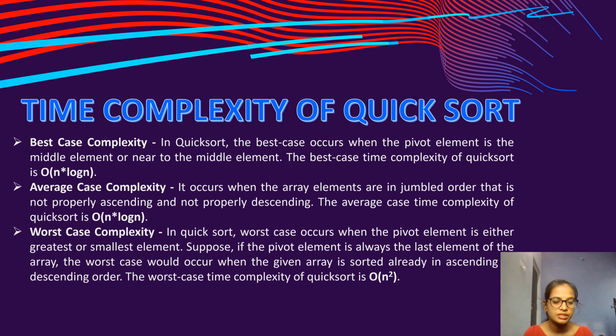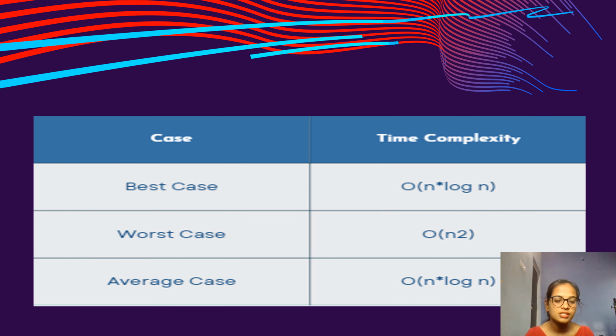Worst case complexity. In quicksort, the worst case occurs when the pivot element is either the greatest or the smallest element. Suppose the pivot element is always the last element of the array; the worst case would occur when the given array is already sorted in ascending or descending order. The worst case time complexity of quicksort is big O of n square. These are the three cases of time complexity of quicksort. These are the equations.